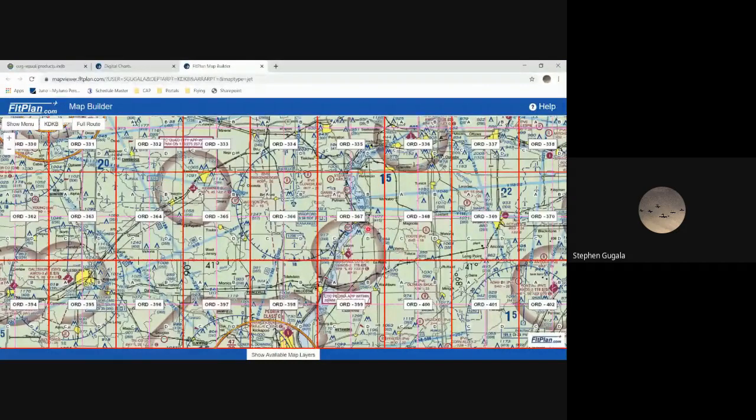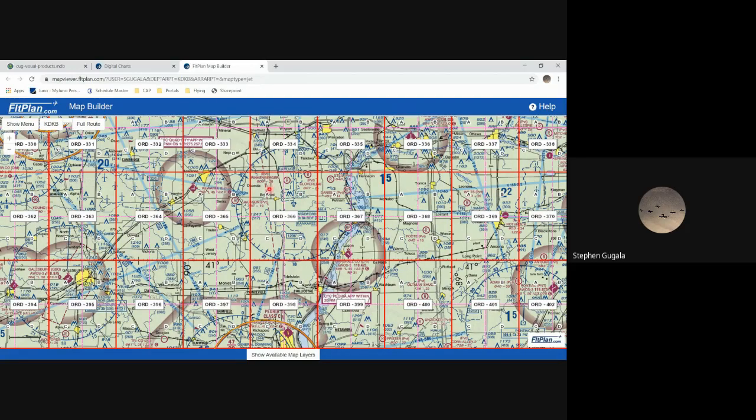This is what it looks like on your sectional chart. The red lines, this was done with flightplan.com, which is what I use. It's free. It's the same information that you get in ForeFlight. Not as slick as ForeFlight, but I've enjoyed using it, especially since it's free. You can put CAP grids on there, and here you see the ORD sectional, which is Chicago. So you've got your name of the grid, you've got your number, and you can see the little letters that help you out.